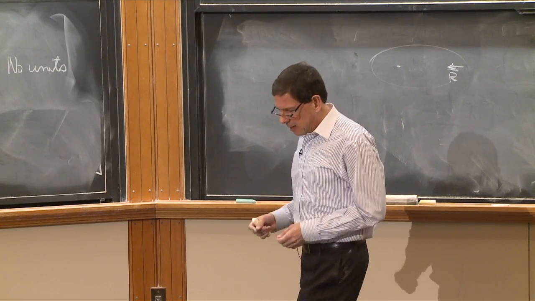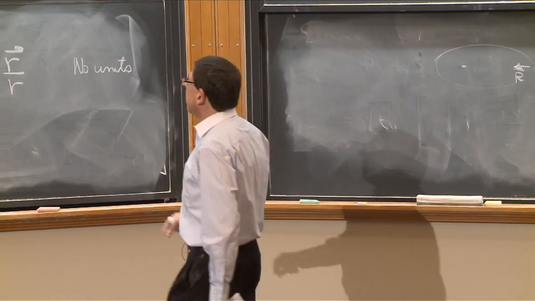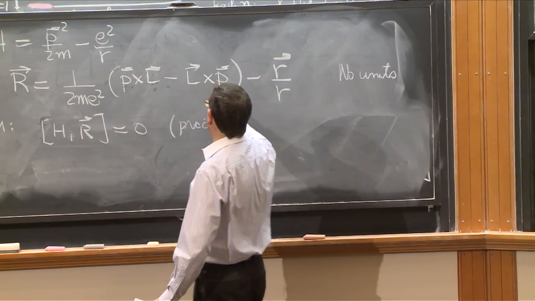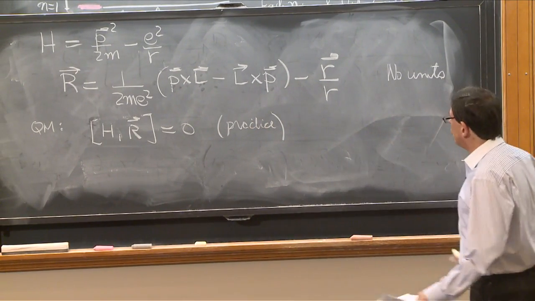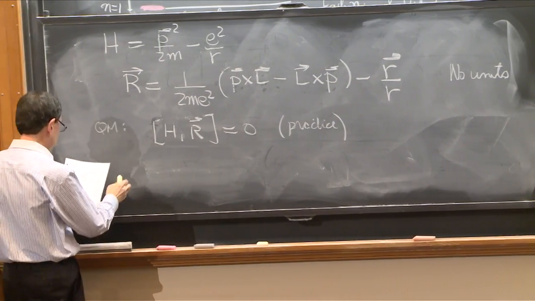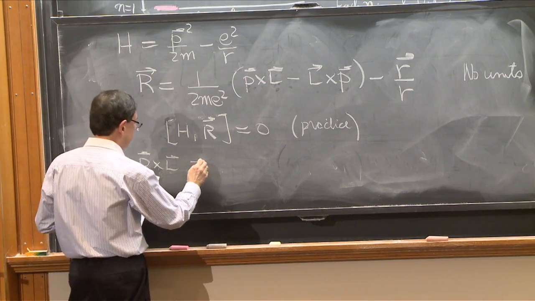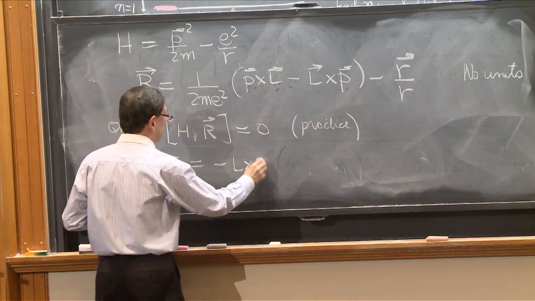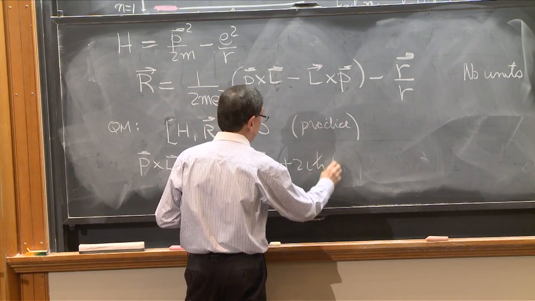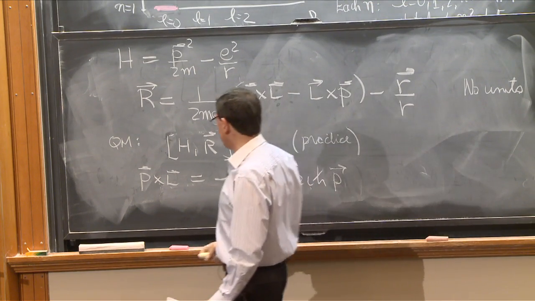What about it? A few more things about it that are interesting. Because of the Hermiticity condition, or in a way you can check this directly, it in fact was one of the exercises for you to do, you did it a long time ago, I think: P cross L is equal to minus L cross P plus 2i h bar P. This is an identity.